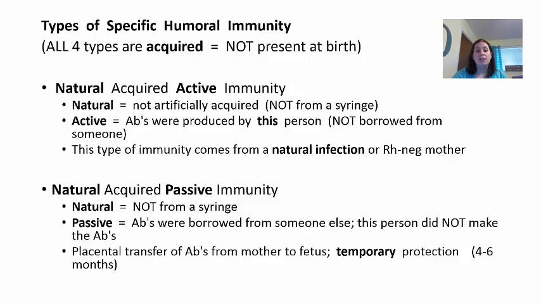The next one is also natural, meaning it did not come from a syringe. However, the immunity is passive. If it's passive immunity, this means the antibodies were borrowed from someone else. This person did not make them themselves. We borrowed them. You now do not have a lifelong immunity against it because it was only borrowed. It was passive. This is the placental transfer of antibodies from mother to fetus.